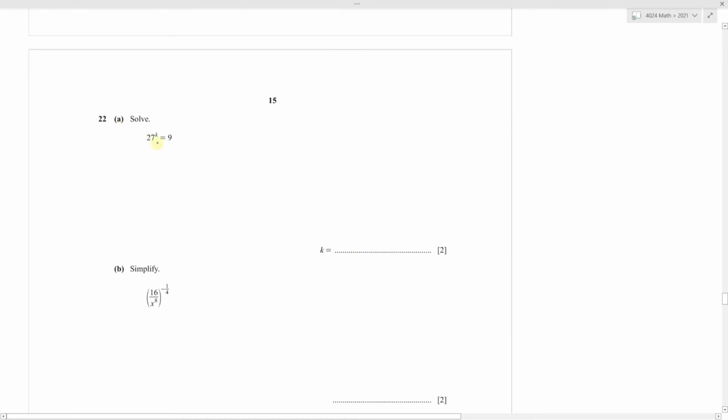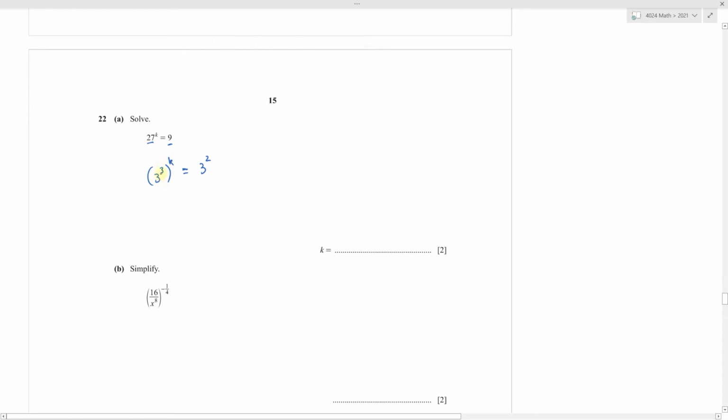Question 22, part A, solve this. 27 power k equals 9. So to compare the powers, we need the base to be the same. So both are multiples of 3. I can write 27 as 3 power 3. 3 3s are 9, 9 3s are 27. And this power k. And I can write 9 as 3 squared.